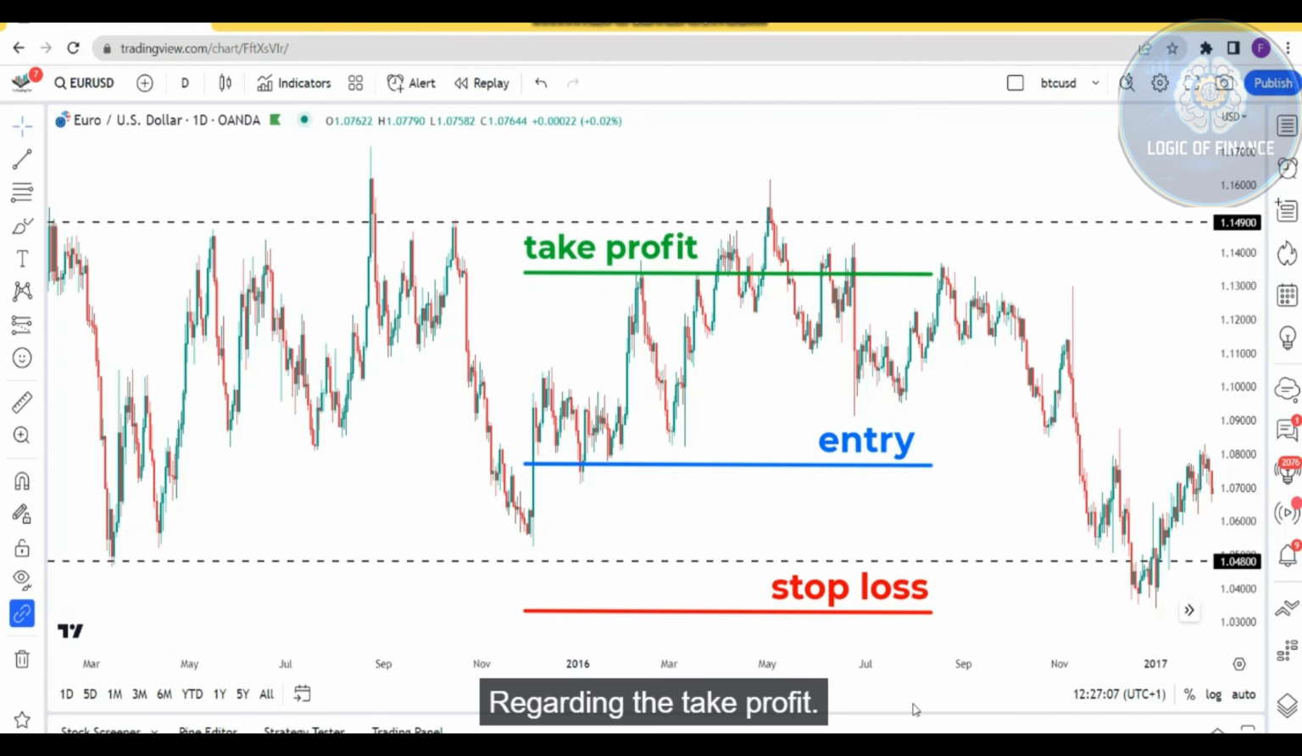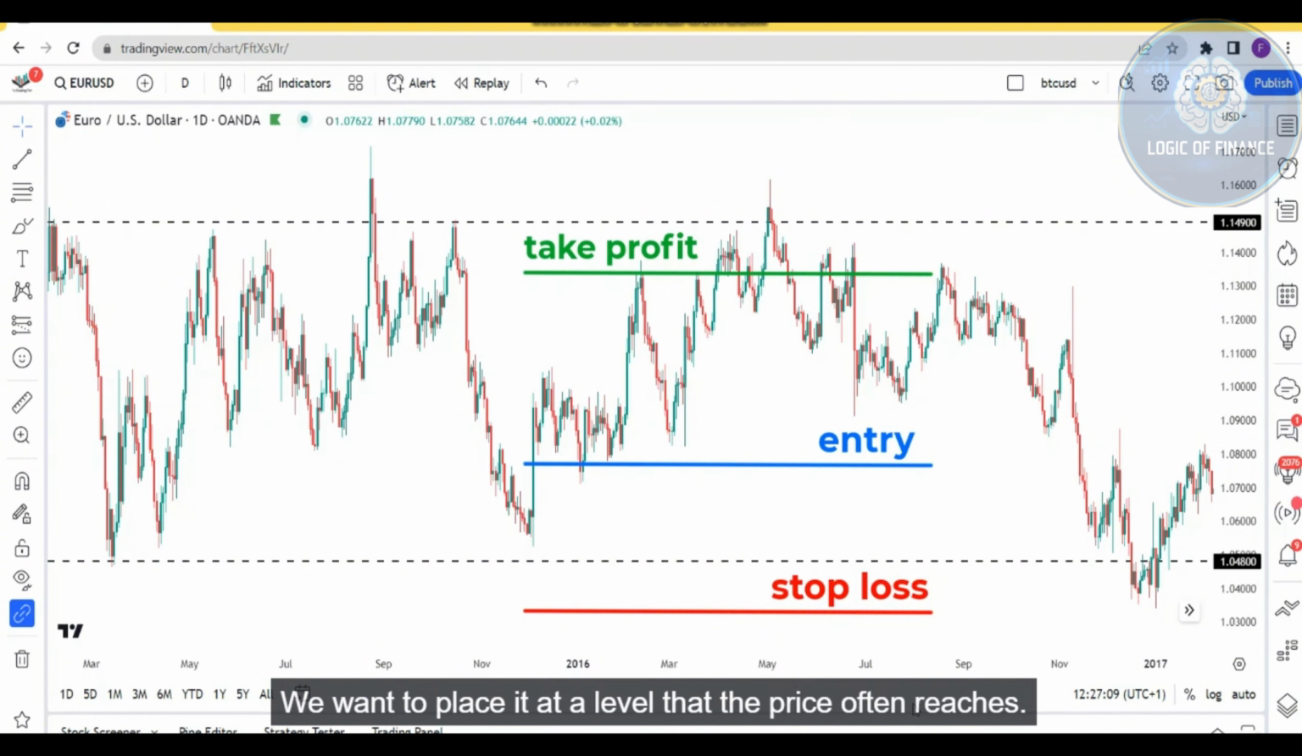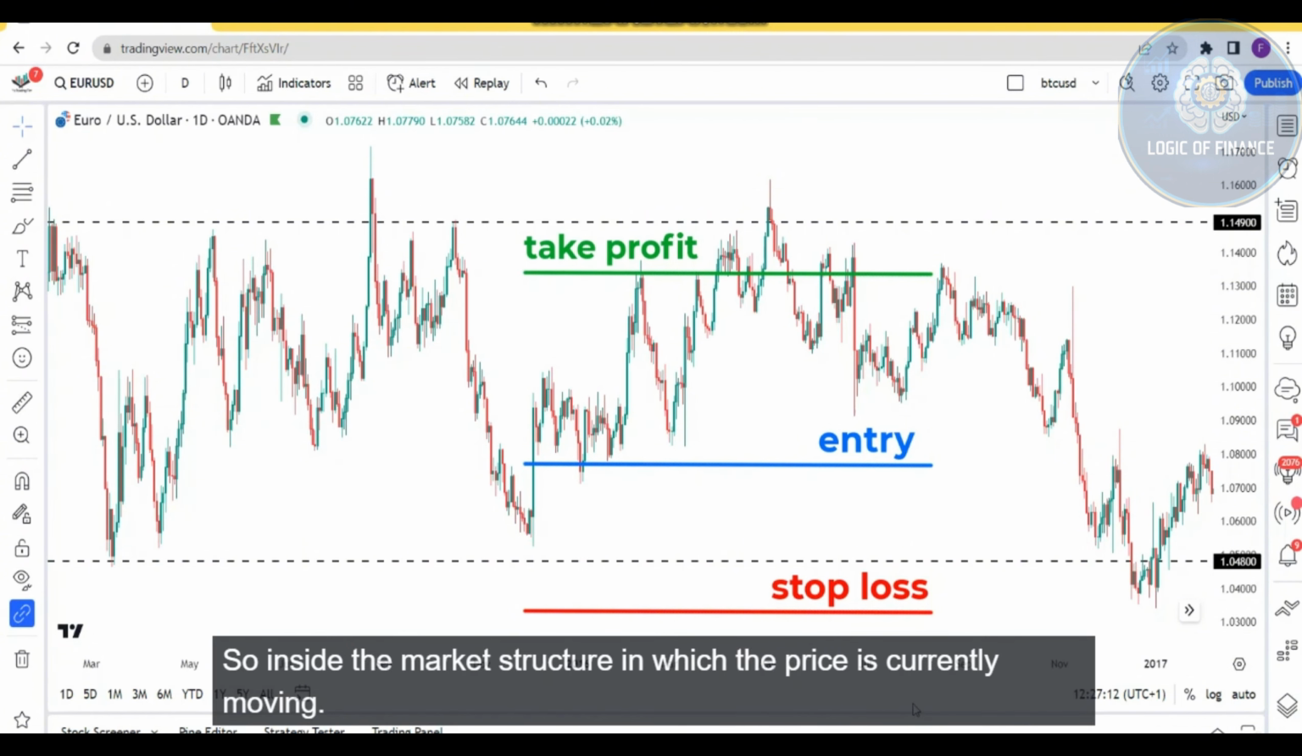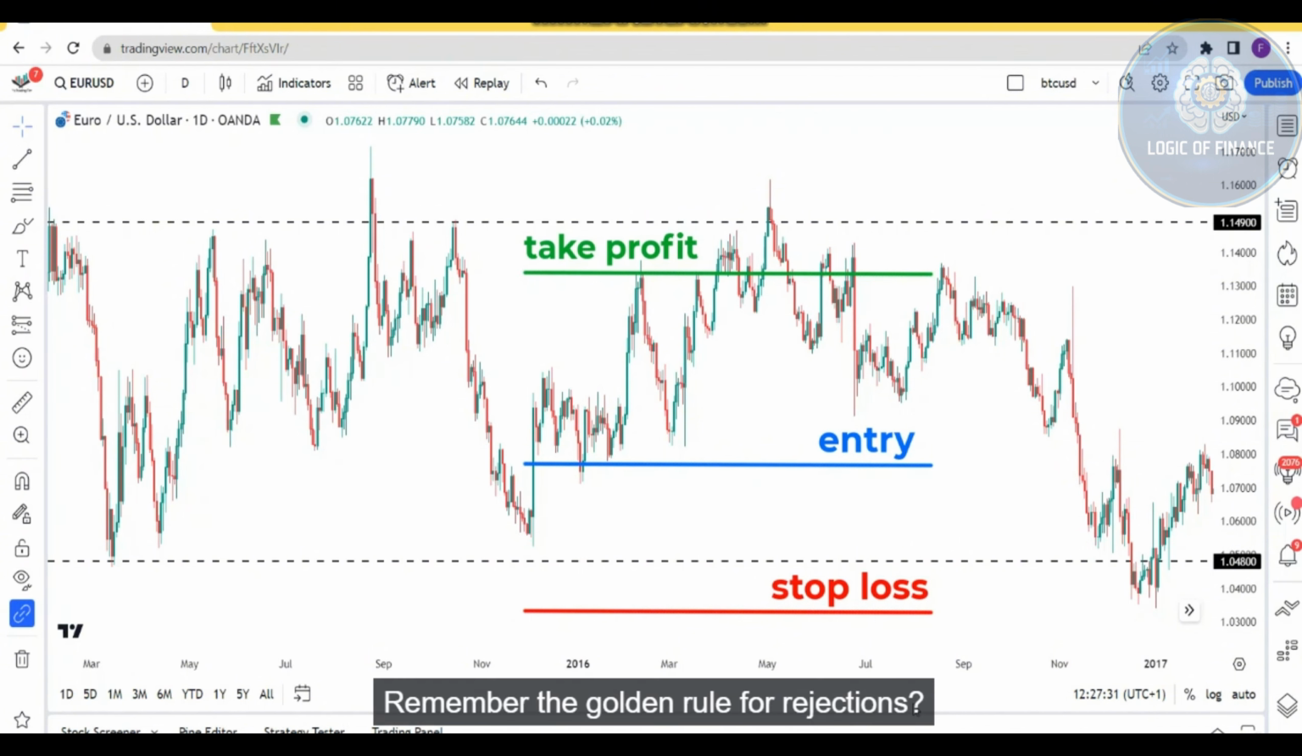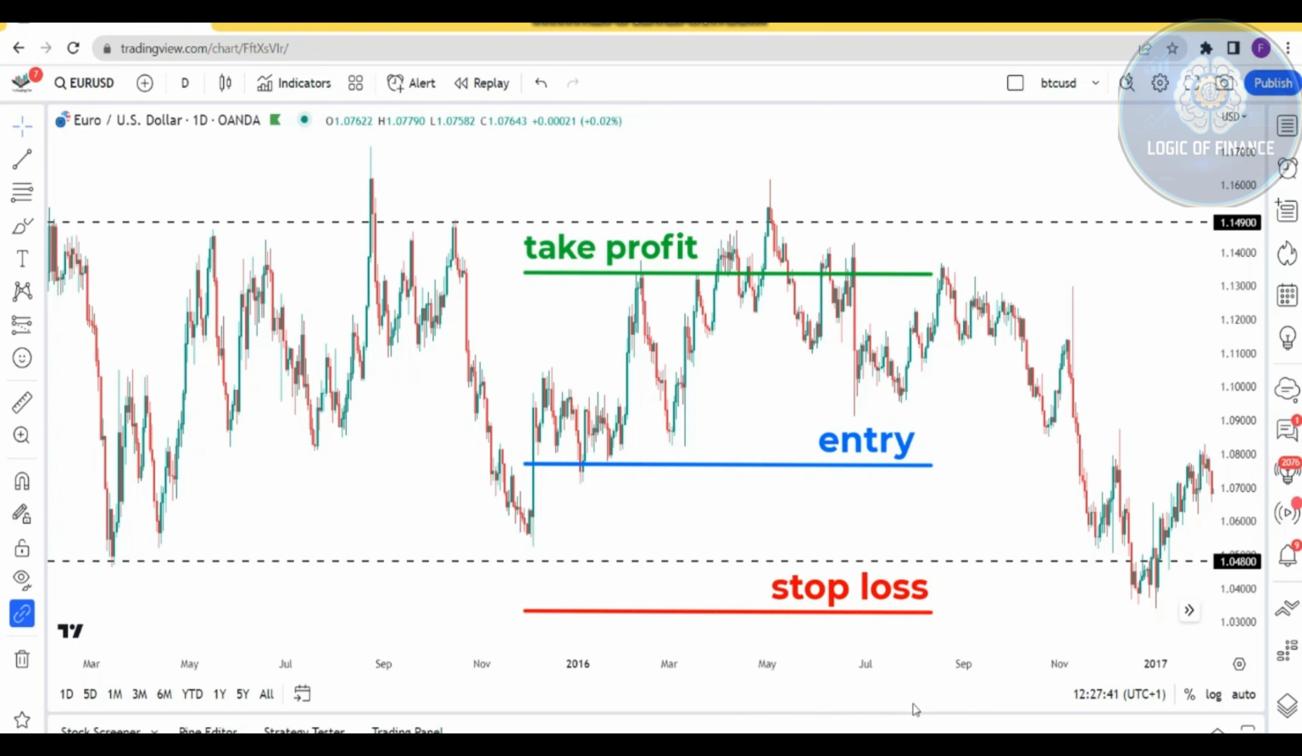Regarding the take profit, we want to place it at a level that the price often reaches, so inside the market structure in which the price is currently moving. If we placed it, for example, outside of the market structure, so above the resistance, we would need to hope that the price breaks the resistance in order to catch our take profit. Remember the golden rule for rejections: stop loss outside the market structure, take profit inside the market structure.